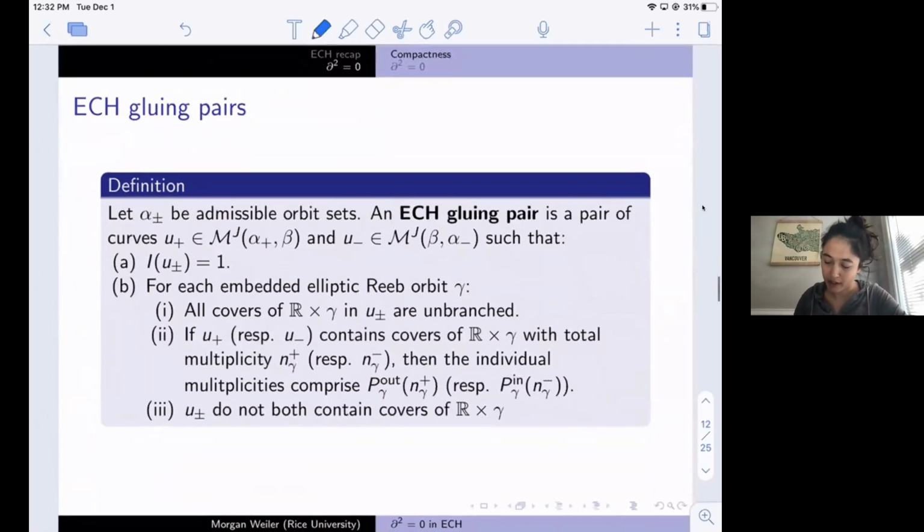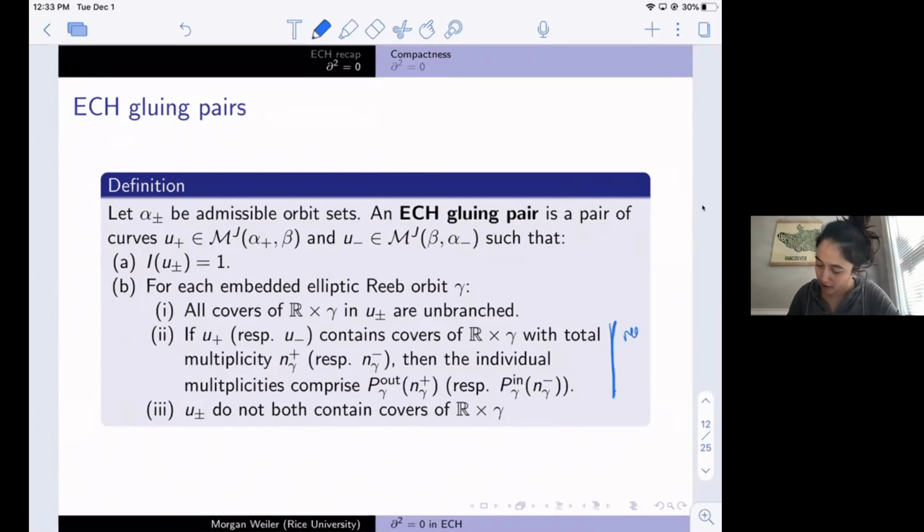Okay, so now the next step is to prove that u plus and u minus are an ECH gluing pair. So what is an ECH gluing pair? This seems maybe unmotivated, but the way that we prove that d squared equals 0 really relies on this fact. I mean, it relies on everything, but the combinatorics of the problem heavily relies on this B2.